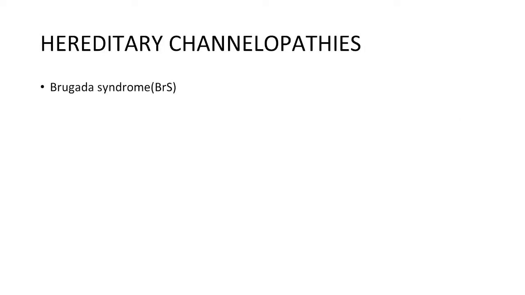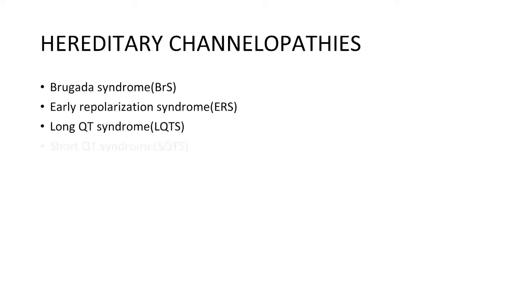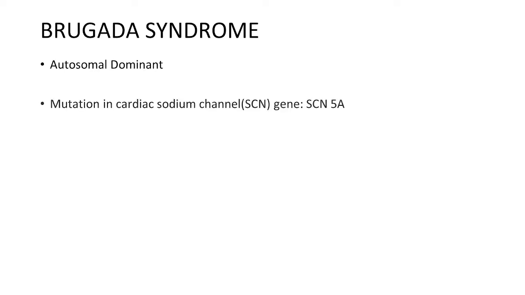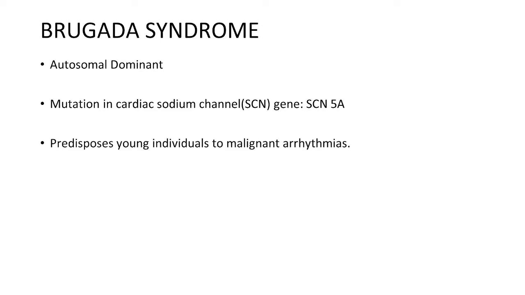So next we'll be discussing the hereditary channelopathies, out of which we'll be discussing all these 5. We will start with Brugada syndrome. Brugada syndrome is autosomal dominant, actually a sodium channelopathy, due to mutation in the sodium channel, and it predisposes young individuals to malignant arrhythmias. It usually occurs at night. There will be a classical history that the patient was asleep and woke up with sudden chest pain or palpitation. That will be the typical history of Brugada.